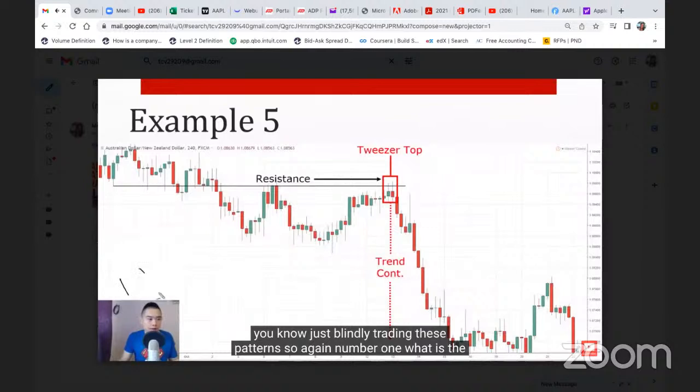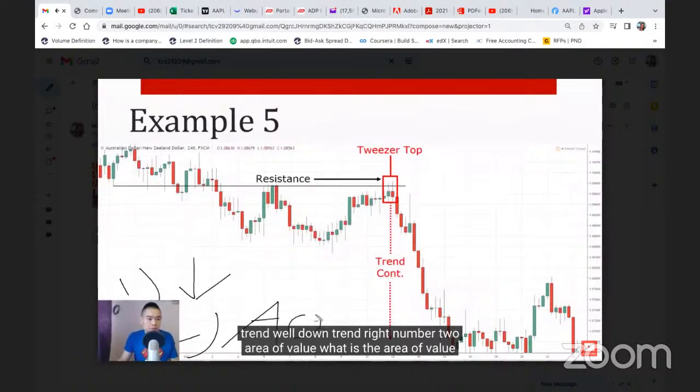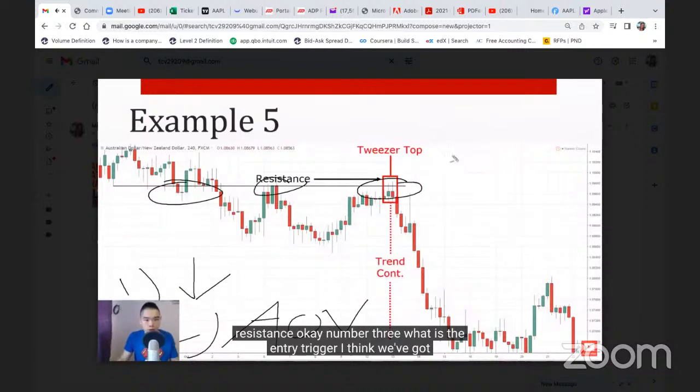So again, number one, what is the trend? Well, downtrend, right? Number two, area of value. What is the area of value? This one over here, right? Resistance, previous support acting as resistance. Okay, number three, what is the entry trigger?